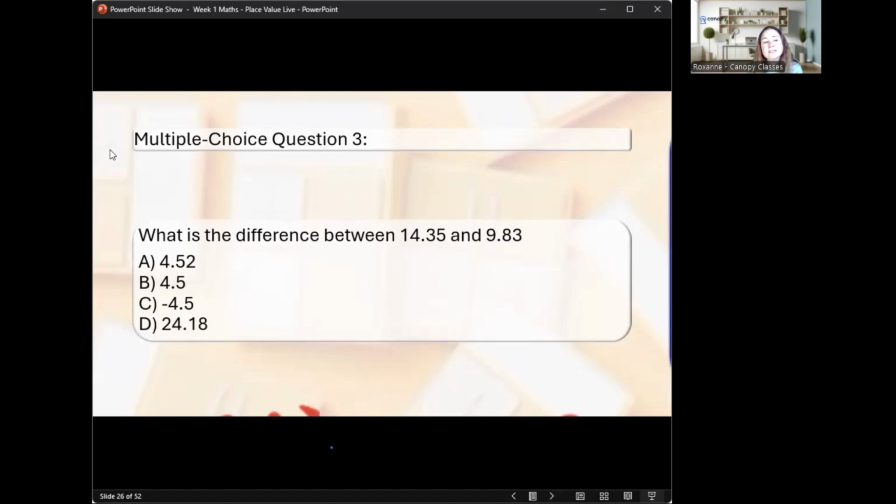Okay, so the word difference, that means subtract. So when we're looking for a difference, we mean to find the difference between one and the other is you take away the second from the first. So in this case, the answer we're looking for is actually A, the first one you can see on the screen there.